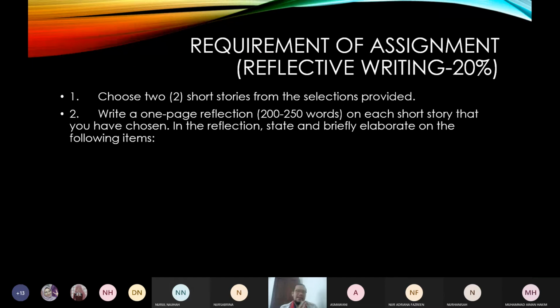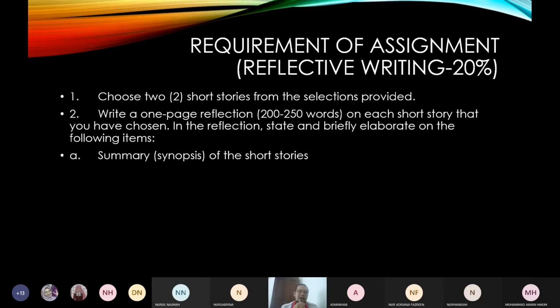Assignment, reflective writing is 20%. Kalau you dah baca dalam Teams I dah bagi, ini I just refresh ataupun I tunjuk kembali apa yang ditulis dalam instruction. Alright, you have to choose 2 short stories. Dia telah beri 4 short story, you kena pilih 2 sahaja untuk you punya assignment. Alright, you have to write a 1-page reflection, lebih kurang 200 ke 250 words.